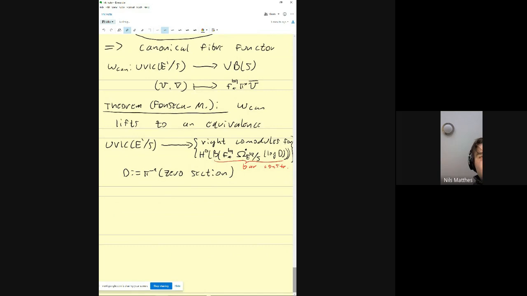So let me make a few remarks, which will hopefully get you a slightly better feeling about this guy on the right. To avoid writing it over and over again, I'll call this A_dR(E'/S).